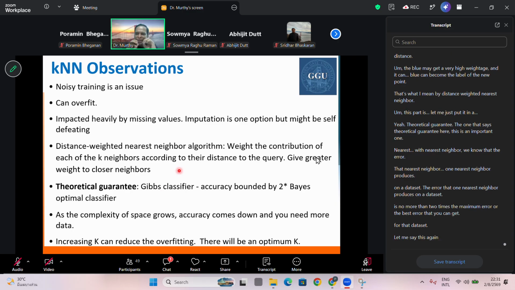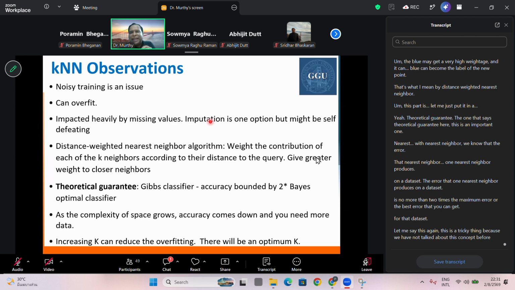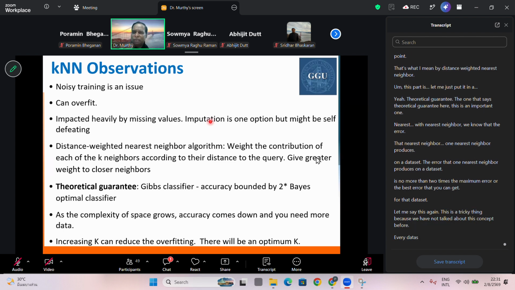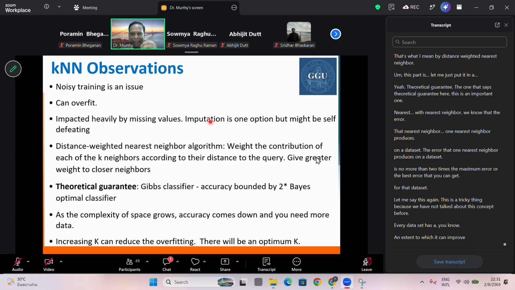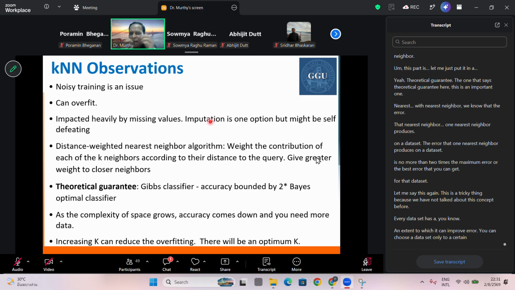This is a tricky thing because we have not talked about this concept before. Every data set has an extent to which it can improve error. You can juice a data set only to a certain extent. After that, you run out of that juice.